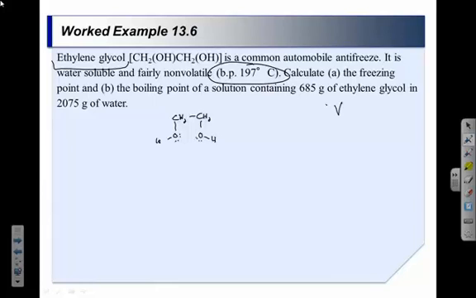What about the vapor pressure? How will the addition of ethylene glycol or some other non-volatile solute affect the vapor pressure?